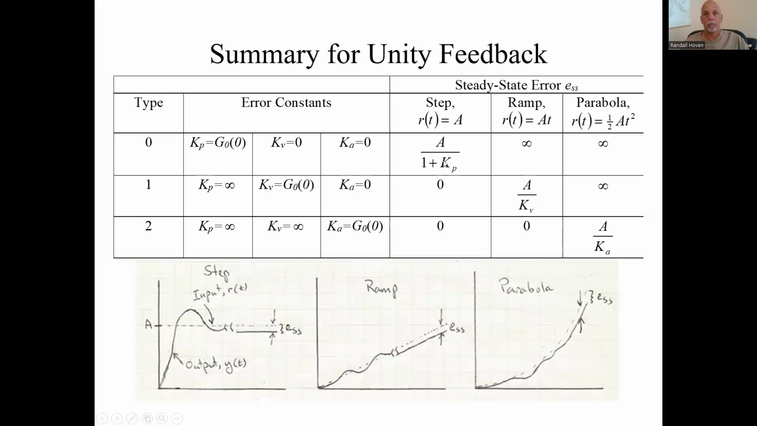A type 0 system will have a non-zero constant error even for a step, and infinite errors for ramps and parabolas. A type 1 system has a 0 steady state error for step input, infinite error for a parabola, and non-zero constant for a ramp. Type 2 has 0 steady state errors for steps and ramps, and non-zero constant for a parabola. Here's pictures of what those errors mean. Step input, ramp, parabola, and the error is the difference between the input and the output.